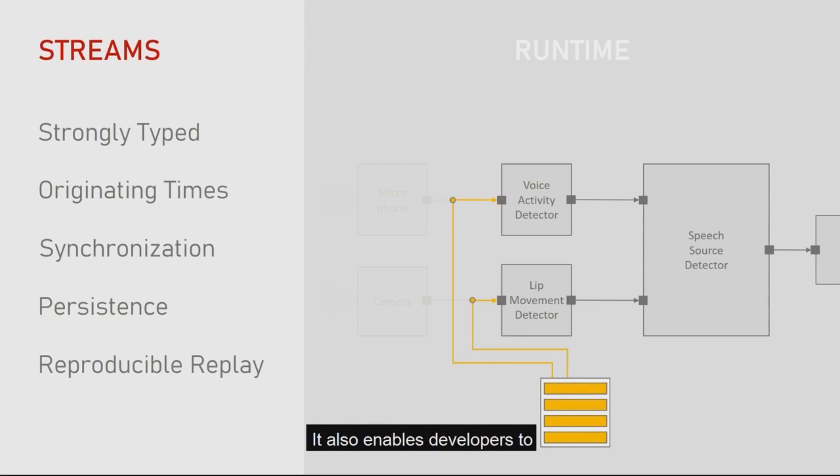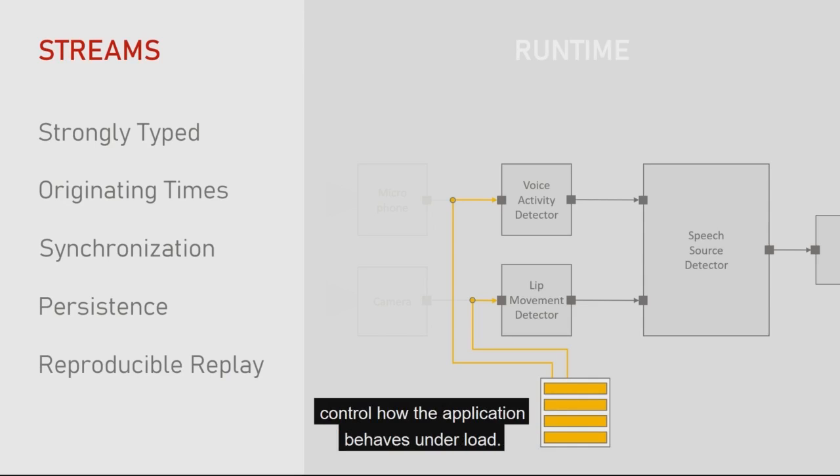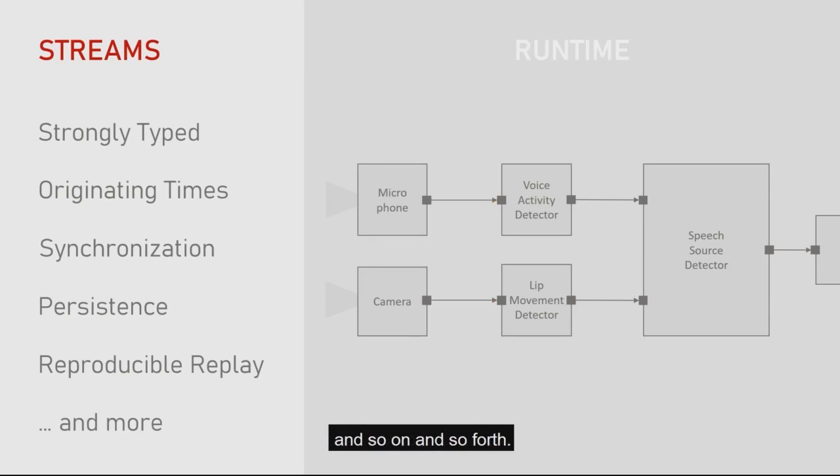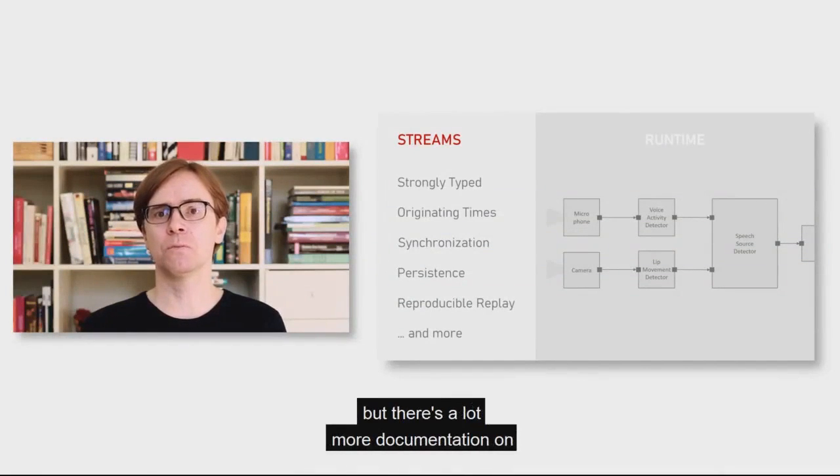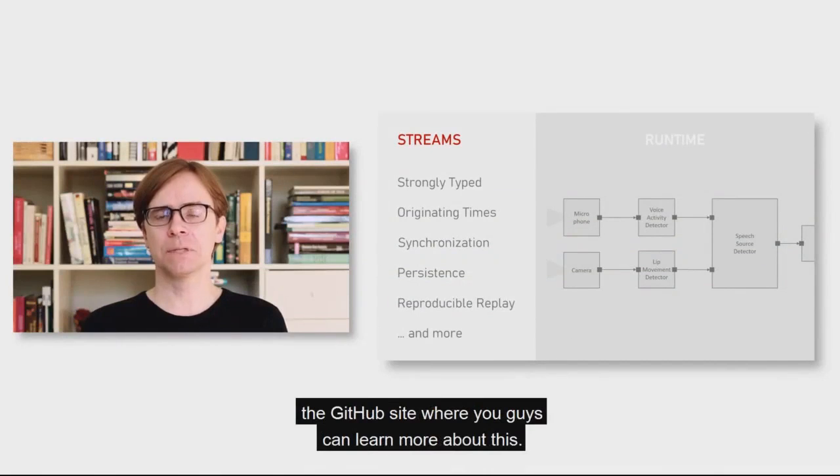It also enables developers to control how the application behaves under load. So for instance, application writers can specify on which streams information may be dropped and under which circumstances, and which of the messages can be dropped, and so on and so forth. I don't have time to go into detail into all these aspects here, but there's a lot more documentation on the GitHub site where you can learn more about this.